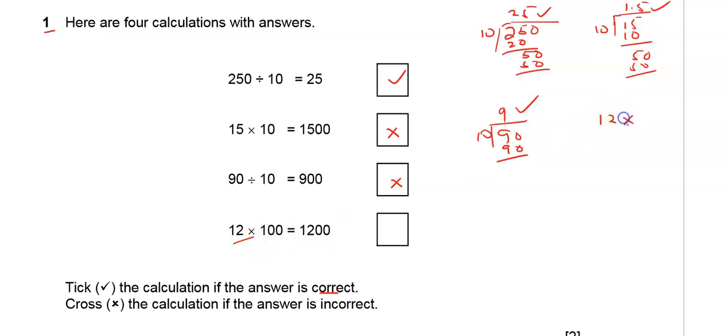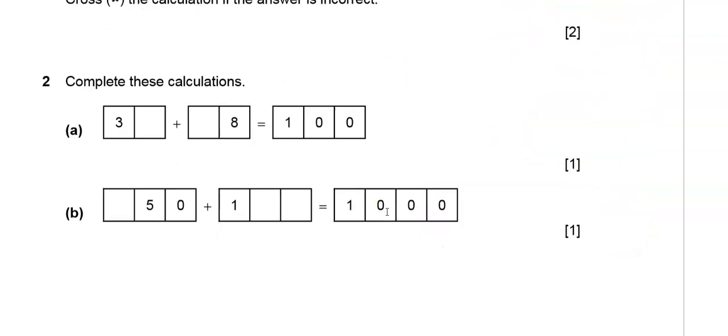12 times 100. Of course, you can do long multiplication. 100 times 12. It's going to be 0, 0, 2. 1 times 0 is 0. 1 times 0 is 0. 1 times 1 is 1. When you add, you get 1200, and this is correct. That's correct.